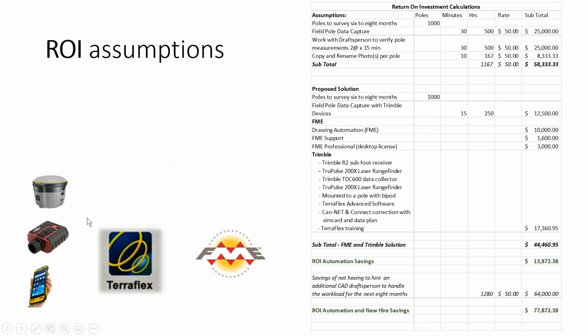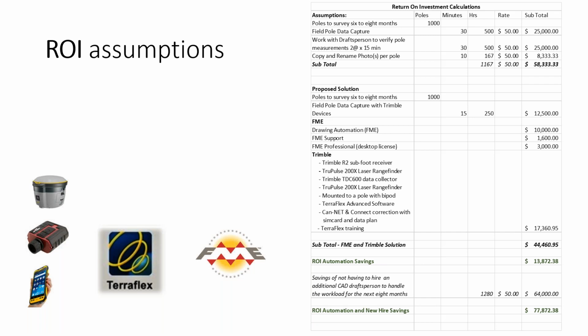If we compare this, the original cost was about $58,000. The FME solution with the Trimble hardware comes in around $45,000. So there's an ROI, a return on automated savings, of about $13,000. But the big one here, the hidden cost, that soft cost that sometimes isn't captured in this type of assessment, is the cost that would be incurred hiring another draftsperson to do the work here.